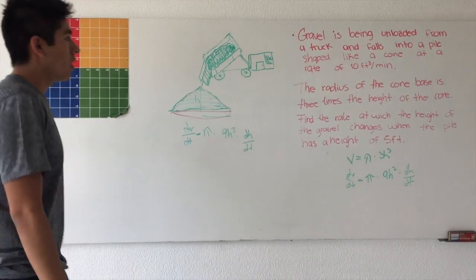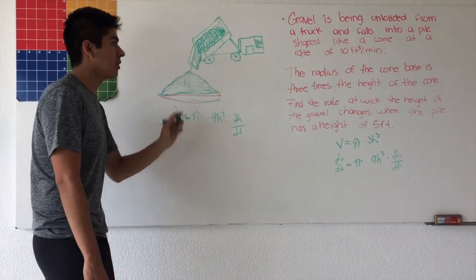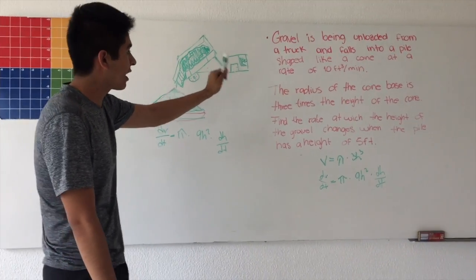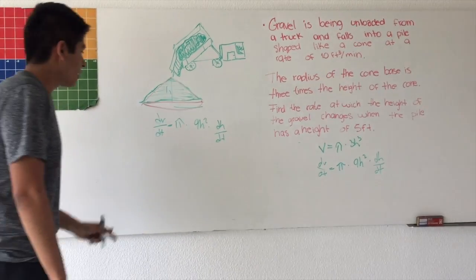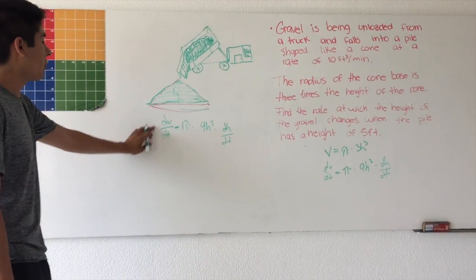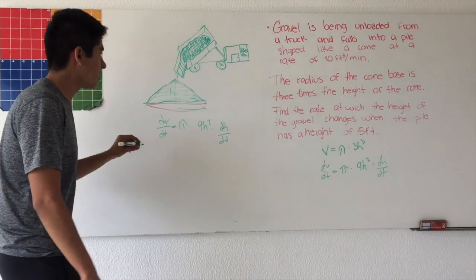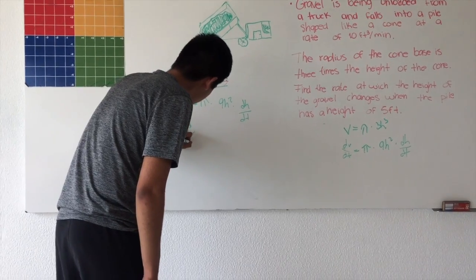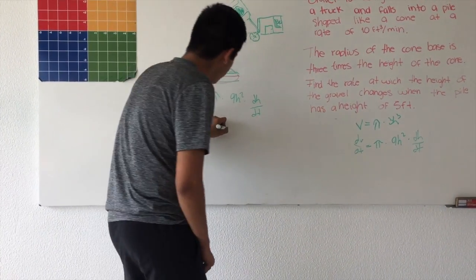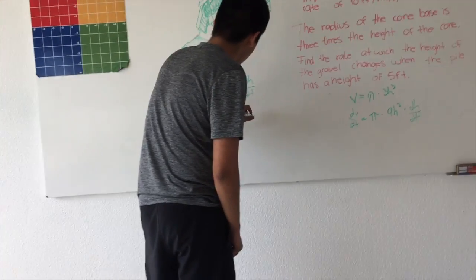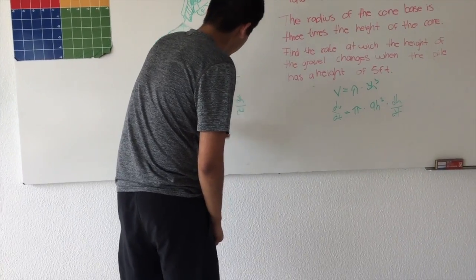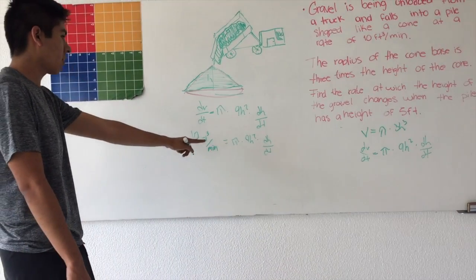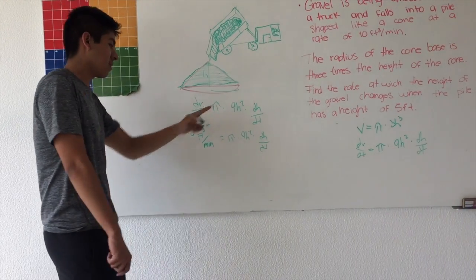Now that we have this, we can get back into the problem again to get some more data. As the problem says, gravel is being unloaded from a truck and it falls into a pile shape of a cone at a rate of 10 feet cubed over minute. So this is the rate of the volume. So we can substitute this dV over dt with 10 feet cubed over minute. It's equal to pi times 9h squared times dh over dt. This dh over dt is the variable that we want in order to get the rate of change when the height of the gravel changes.